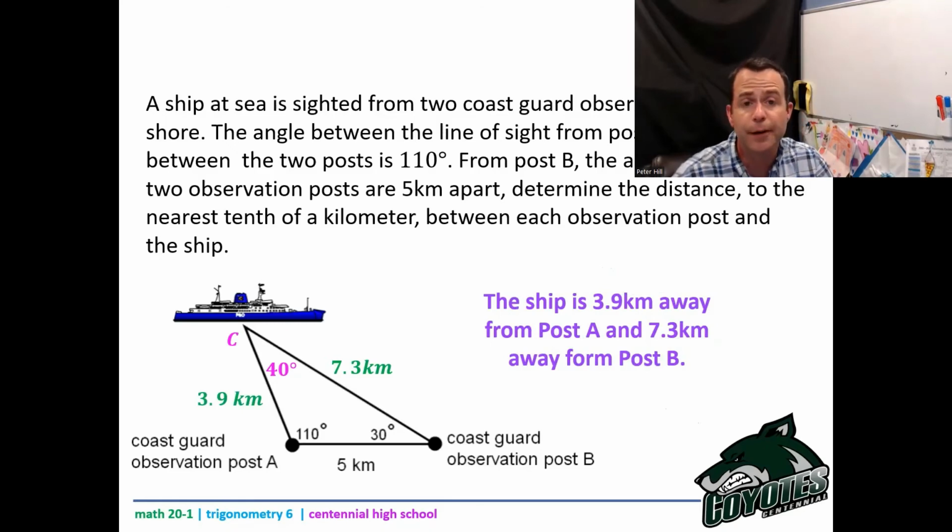Now, it is very important that you connect that the 3.9 kilometers goes with post A and the 7.3 kilometers goes with post B. Okay. That tells me you understand what the diagram is showing you and you know what side goes with what. So really important in your communication piece that you connect those two things together. Okay, awesome.